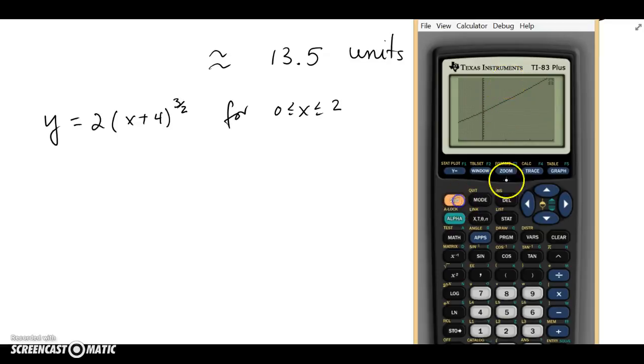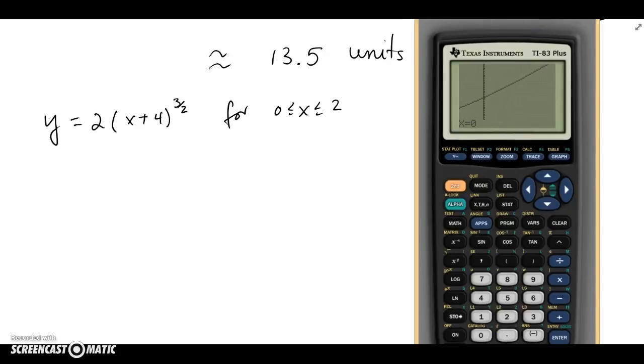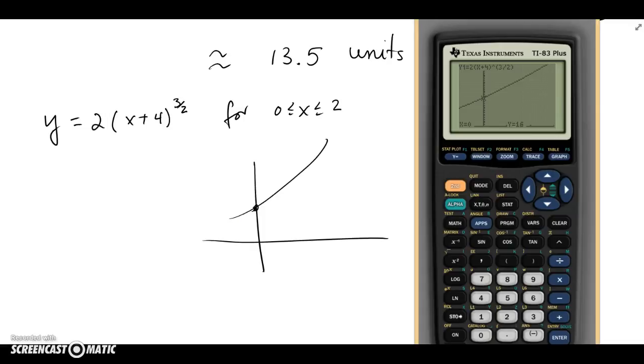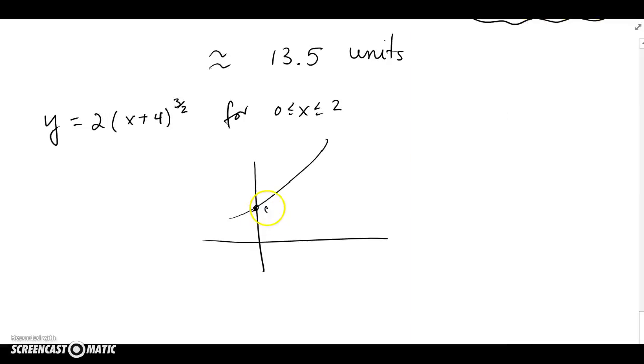Okay, so let's do second trace and put an x value. We're going to push 1. And what x value? We want an x value of 0. I'm pushing 0. I push 0, push enter. And it looks like I have 0.16.